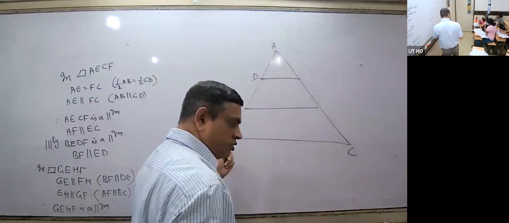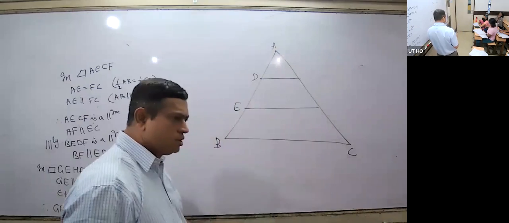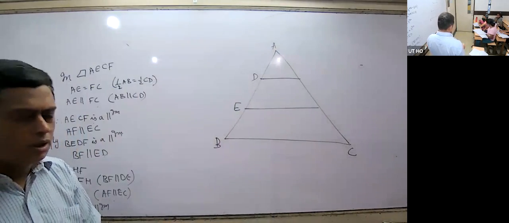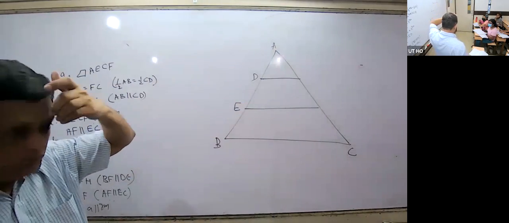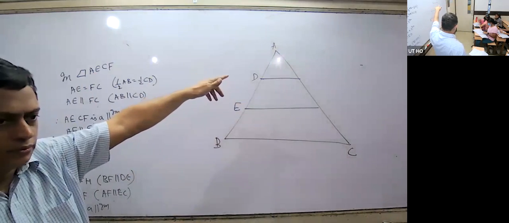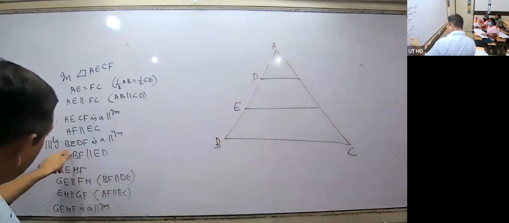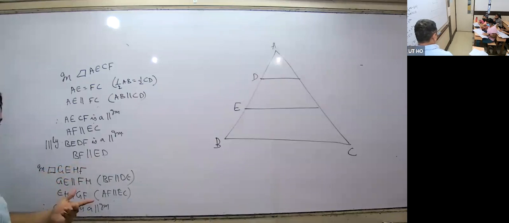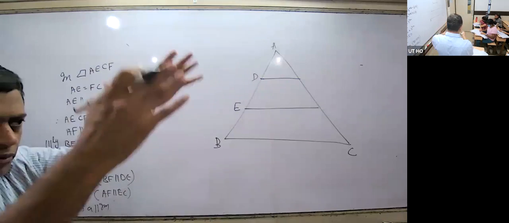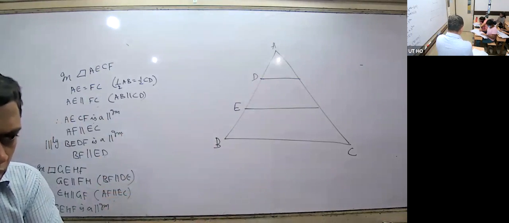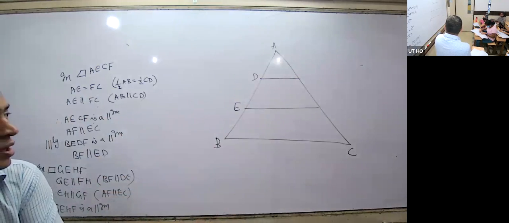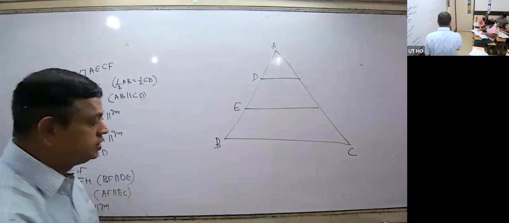When I was explaining, you were not listening. Then I said the parallel, then drop, opposite sides are parallel, that's all now. Opposite sides are parallel. Okay. Then arrange this one, this girl is not reading.